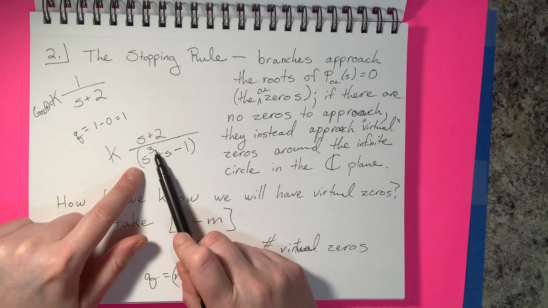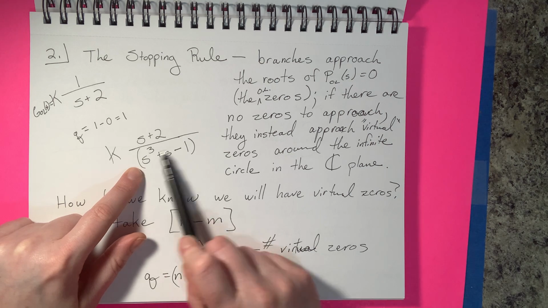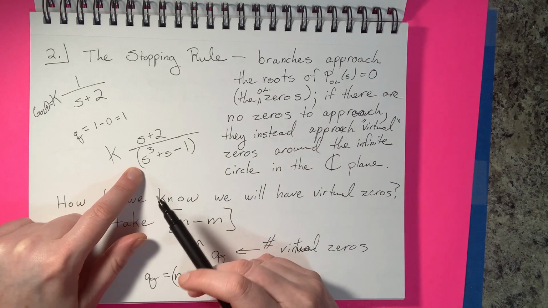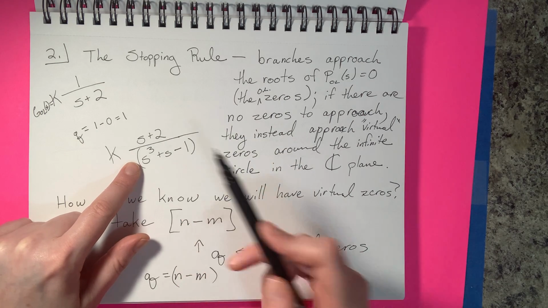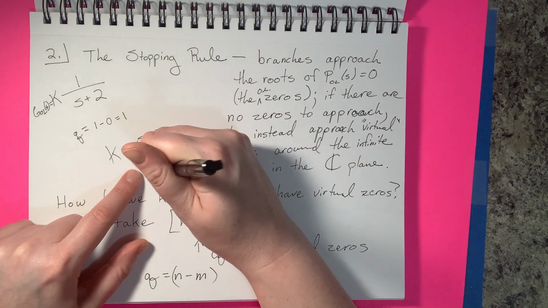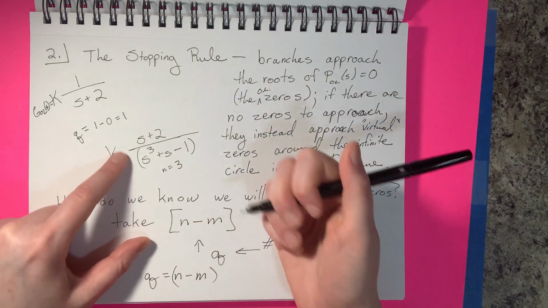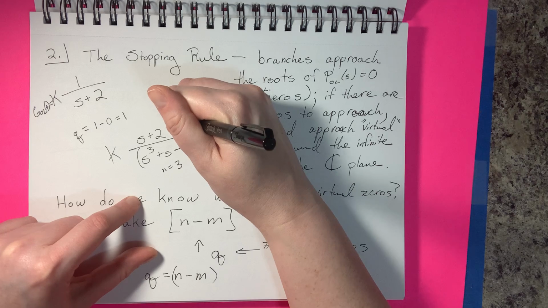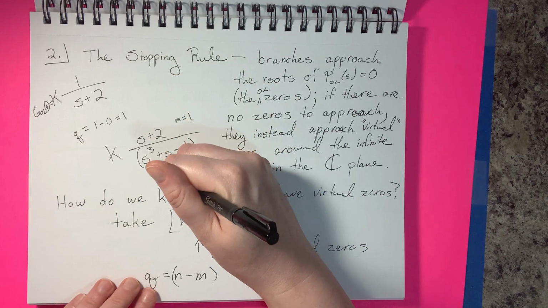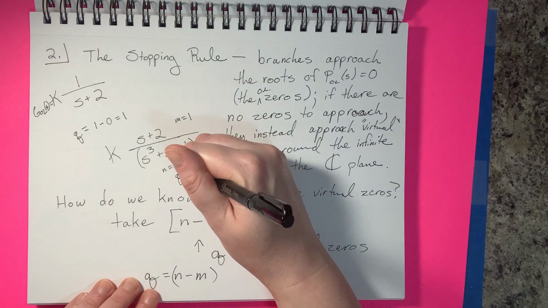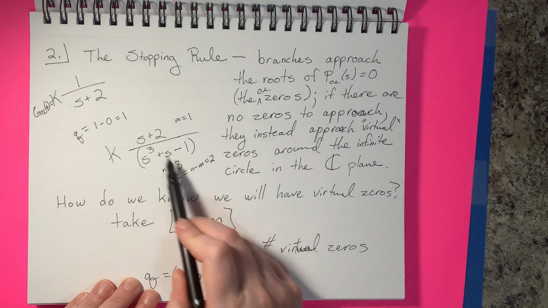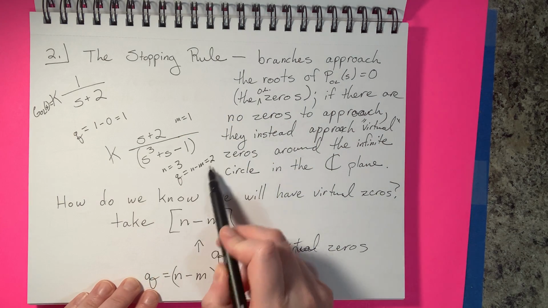We can see clearly that our system order for this bottom polynomial is, again, that's the number of poles, but it is 3, okay? So here, n equals 3, and here we see we have a first order on top, so m equals 1. Therefore, q equals n minus m equals 2, okay? So in this case, I would have 2 virtual zeros.